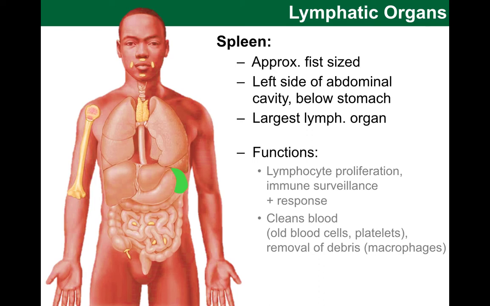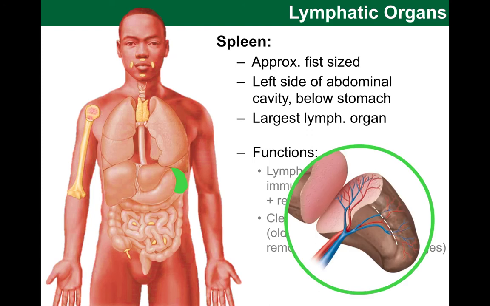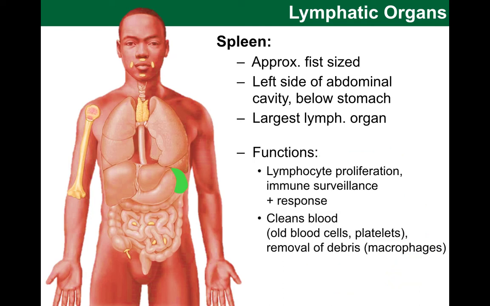Let's have a look about this. So, the spleen is served by splenic artery and vein, which enter and exit at the hilum. And now we should have a look at some of the functions that are associated with the spleen. It is a site of lymphocyte proliferation and immune surveillance and response. Also, spleen cleanses the blood of aged blood cells and platelets, with macrophages removing the debris.